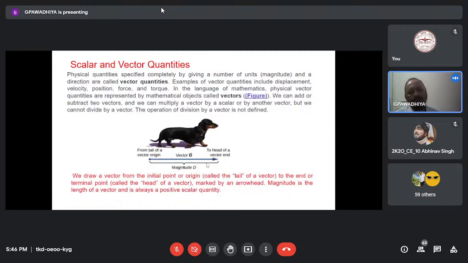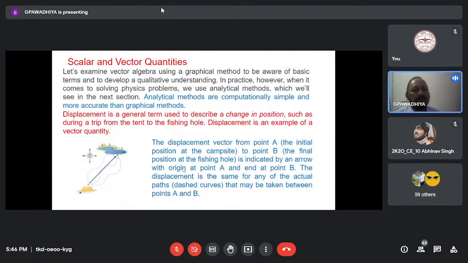100 is the magnitude unit. We can represent it like this. So this quantity we call the vector quantity. Here there are three important things. One is the tail, another is the head. At the head we have an arrow which represents the direction of the vector, and the length of this vector geometrically represents the magnitude.